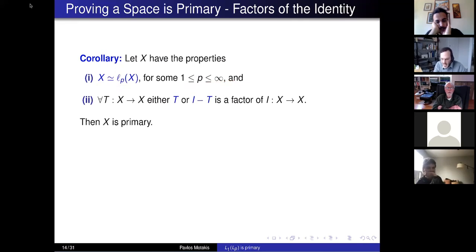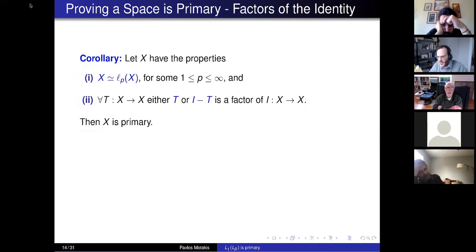This is one property. And the second property you want X to satisfy is that for any bounded linear operator T defined on X, either the operator itself or the identity minus said operator is a factor of the identity. So either the identity can be written as BTA, or the identity can be written as B(I minus T)A. One of the two has to happen for every operator. So under these two assumptions, it follows that X is primary.